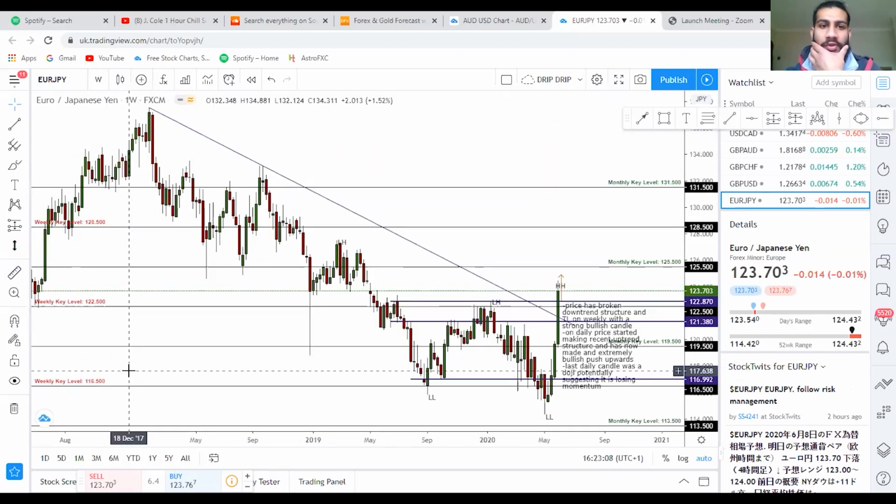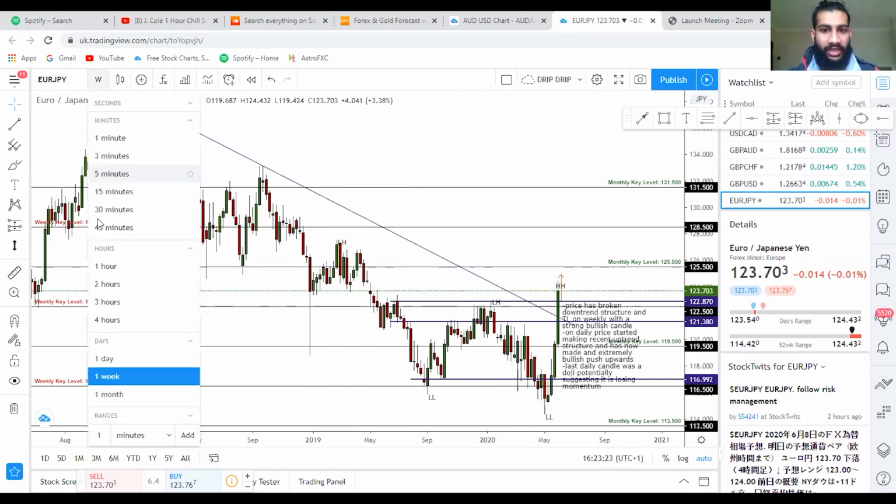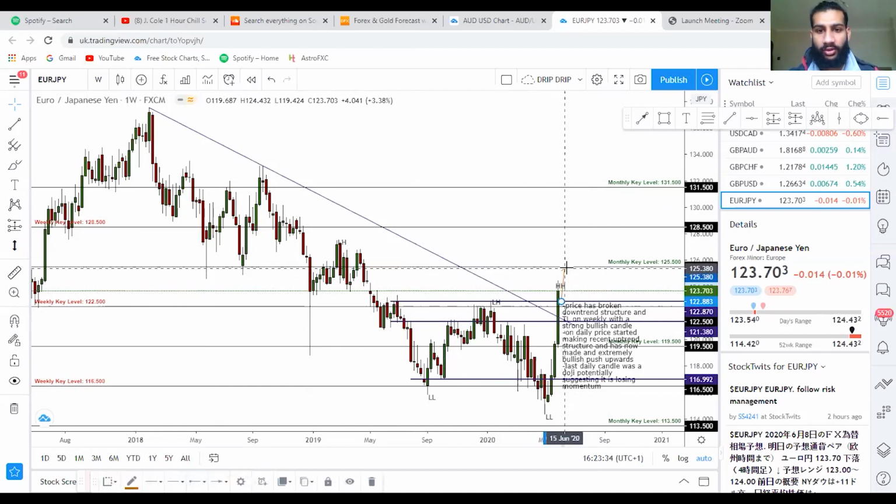This one's interesting. For the whole time, this has been in a very good and consistent downtrend structure. However, just the week that's just finished, it's breaking the trend line, and it's also broken the structure over here, making a higher high. Now, my plan is for it to come down, test this previous lower high as support, and then push up, and I'll probably take it up to about there, monthly key level at the very least.